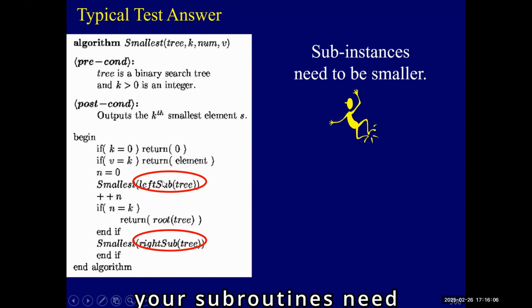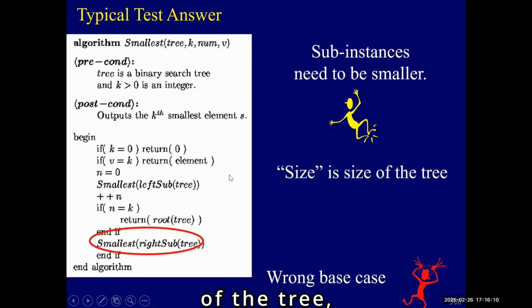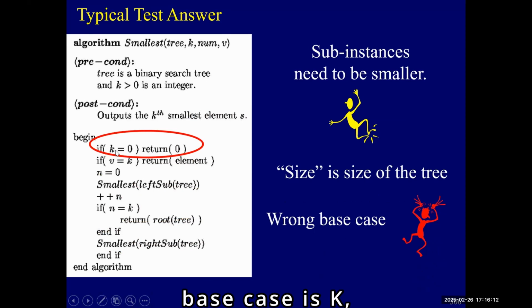Your subroutines need to be smaller, the tree's smaller. So the size of the tree, but then our base case is k. Your tree is going to keep getting smaller, but your k doesn't get smaller. It's kind of like over here: if my base case was x, that would be bad. So everybody kind of get this? Don't do this.